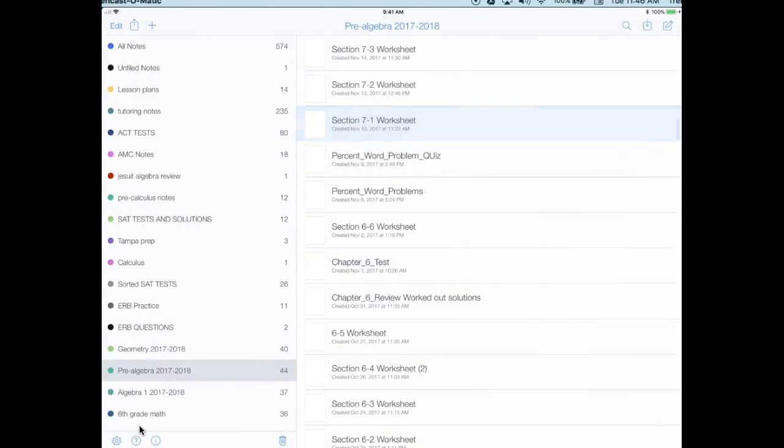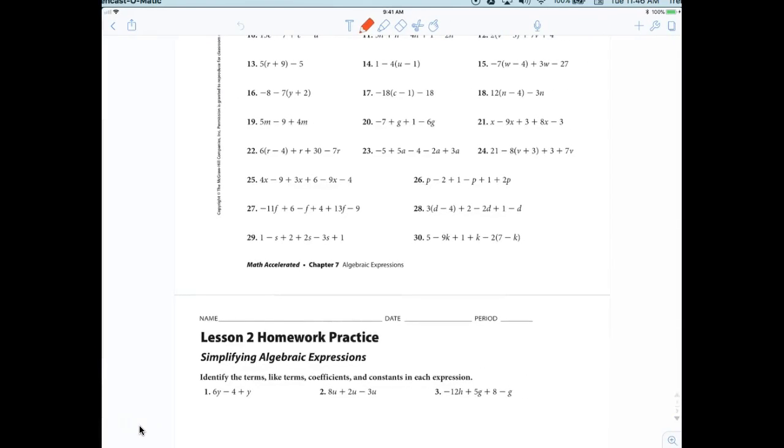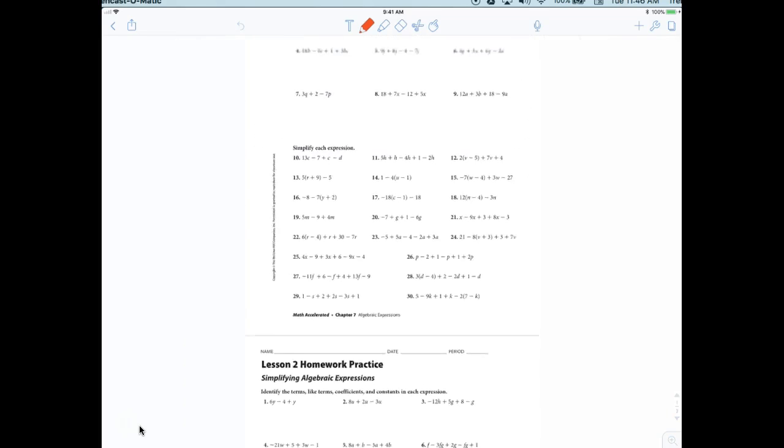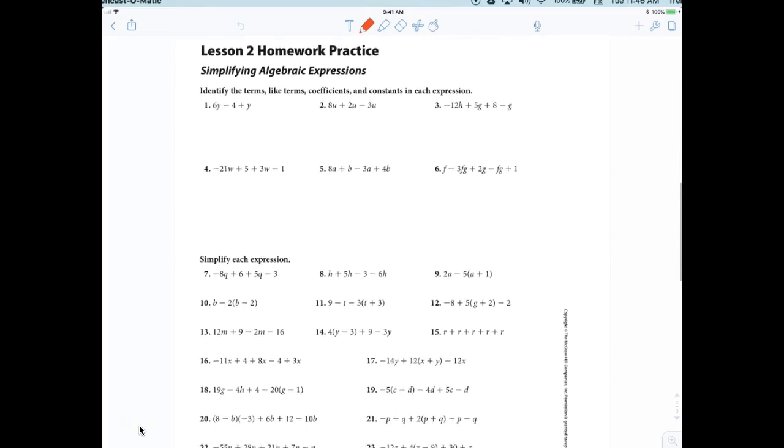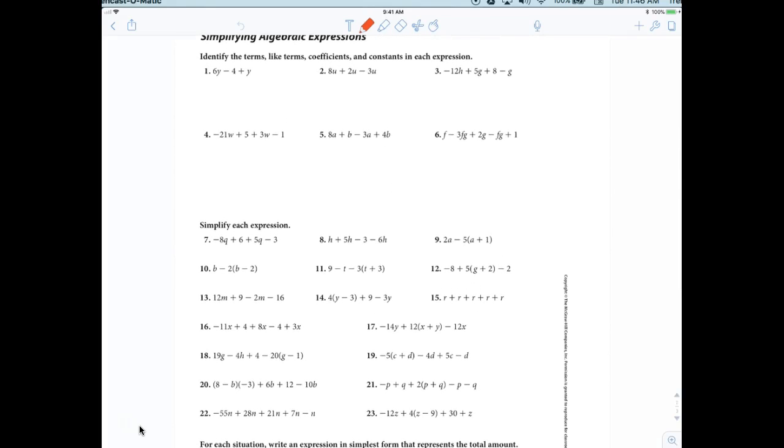So now what I want to do is jump to 7.2, please. Again, listen to me. Simple. Very simple. I think you're going to like today. Today we're going to do the second worksheet. Everybody take a look at the second worksheet.